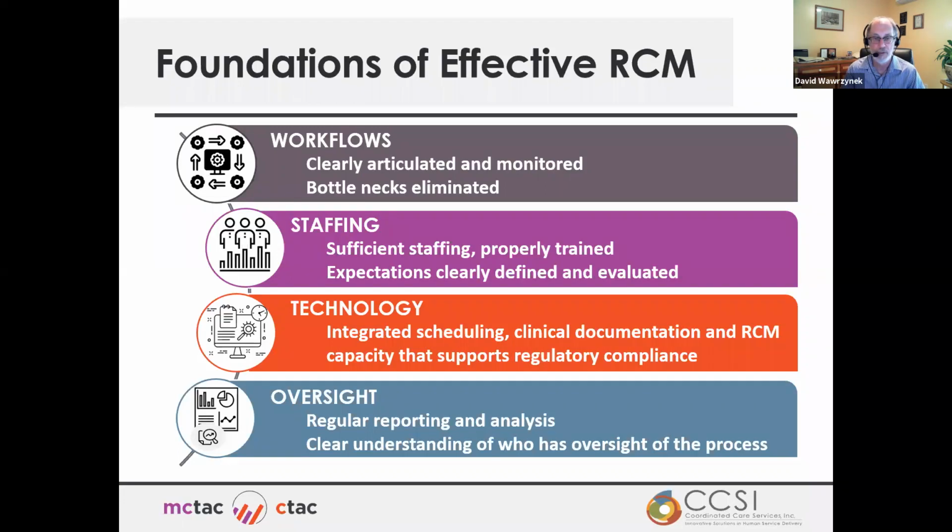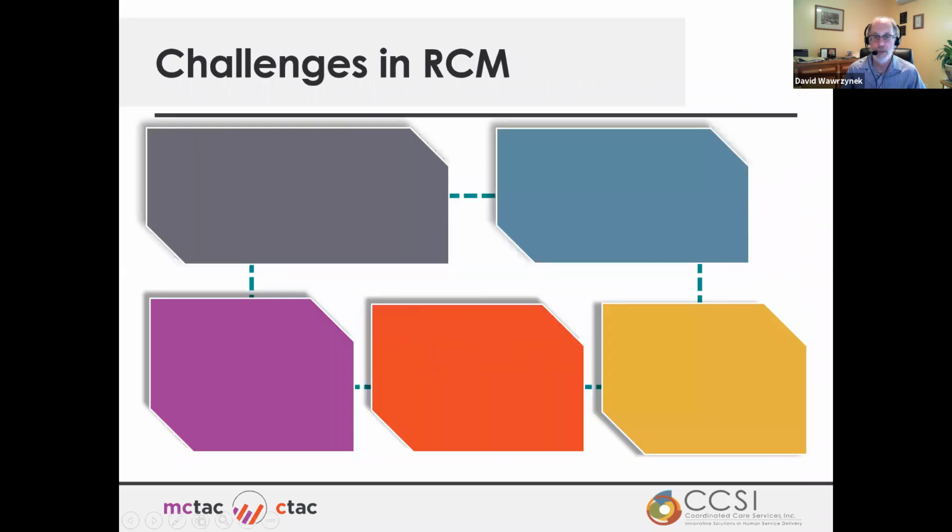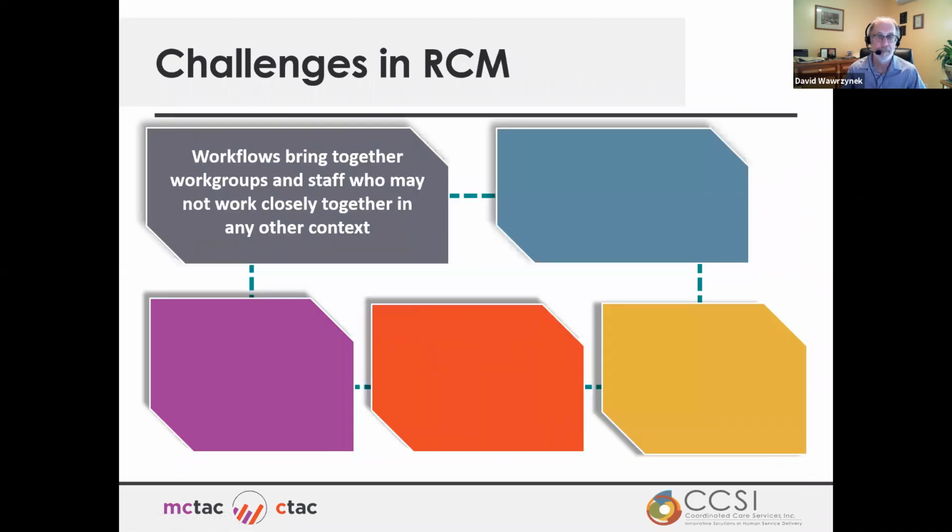Those technologies that increase our efficiency are critical. And then oversight, regular reporting and analysis, monitoring, who's evaluating, and what are the steps that are being taken. So what are the challenges? And these are the challenges, I think, in a lot of workflows.